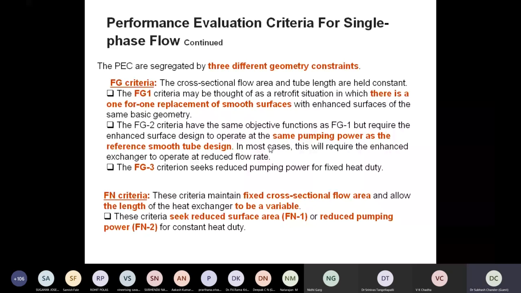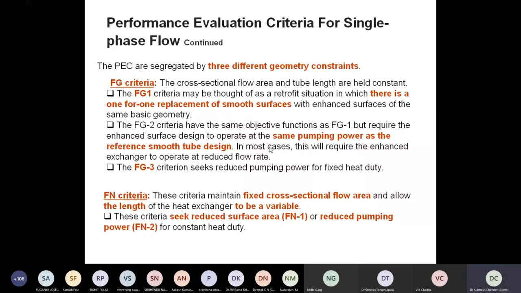Everything is the same. Suppose I'm talking about a solar air heater, I'm not going to change the dimensions. Everything is the same, right? I'm simply retrofitting or inducing the elements, noticing the performance, and doing the comparison on the basis of that. The FG1 criteria may be thought of as a retrofit situation in which there is a one-to-one replacement of a smooth surface with an enhanced surface of the same basic geometry, right?